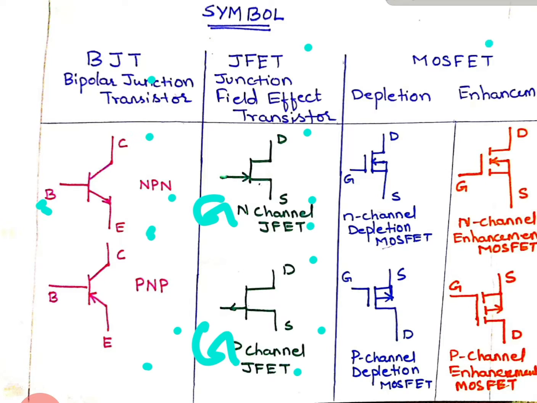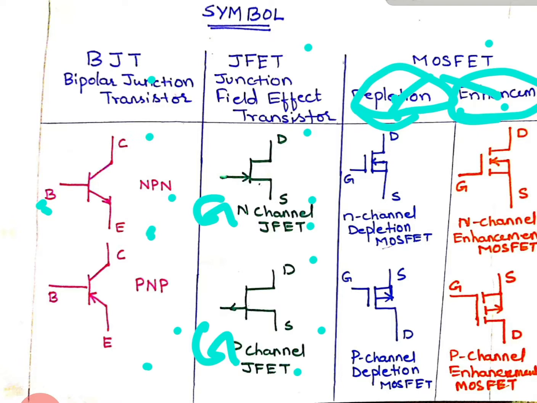Now MOSFET, the basic construction difference between the depletion type and enhancement type. MOSFET has two types: one is depletion type and one is enhancement type. The basic construction difference is that in the depletion type of MOSFET a channel will be present, whereas in the enhancement type you will not have a channel. If you see the symbols, both have three terminals: drain, source and gate. Even the enhancement type has drain, source and gate.